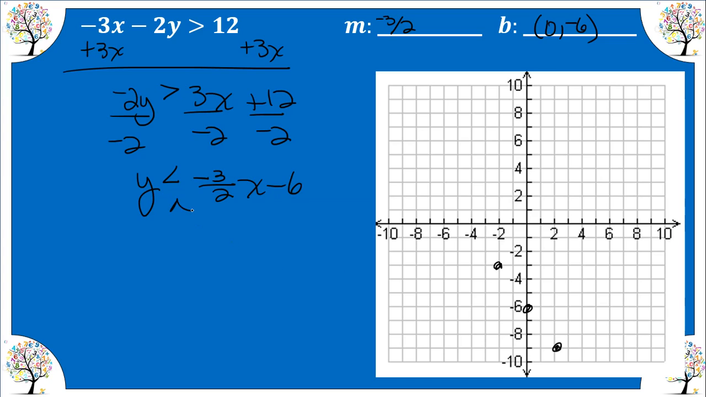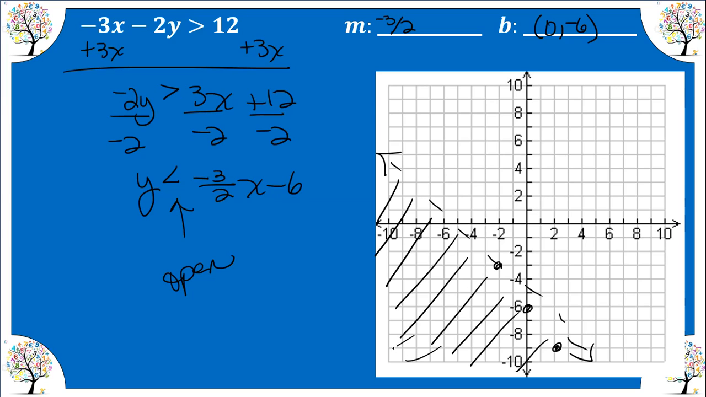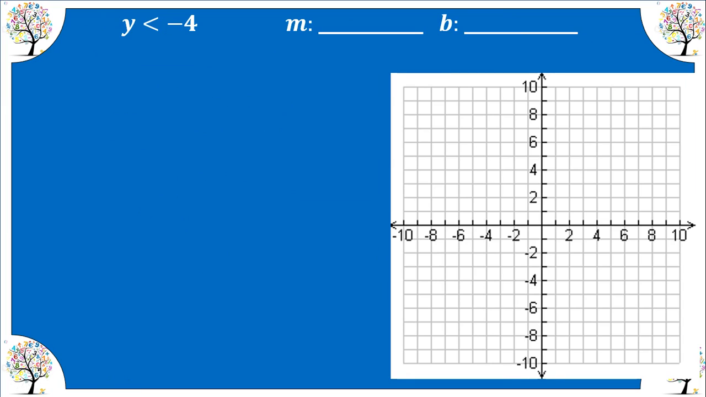I'm going to pause to check to see if it's open or closed. This is open. My boundary line. And then it is less than, so we're going to shade the lower half. Lower is for the less than. So all of these ordered pairs are my solution.